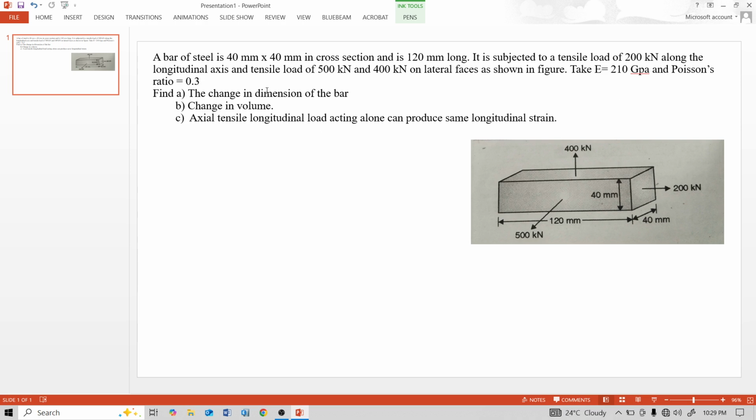Find A. The change in dimension of the bar. B. Change in volume of the bar. C. Axial tensile longitudinal load acting alone that can produce the same longitudinal strain. So step by step we will see this numerical. First, given data.